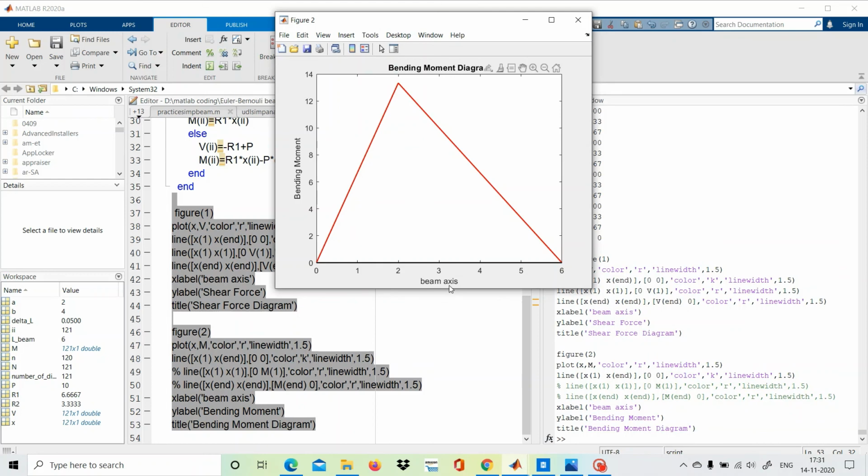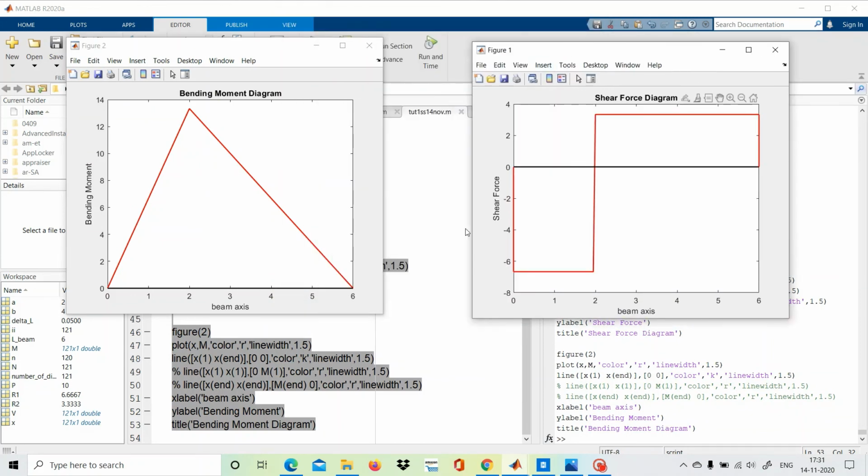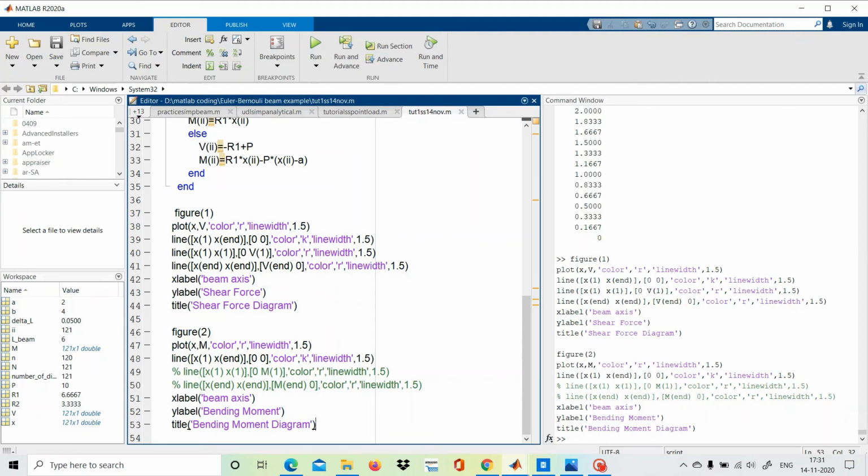So now it's showing beam axis and bending moment diagram, and the first figure is showing shear force, beam axis, and shear force diagram. What we have written extra here is the x label beam axis, y label shear force, and title shear force diagram. Similarly, x label beam axis, y label bending moment, and title bending moment diagram.